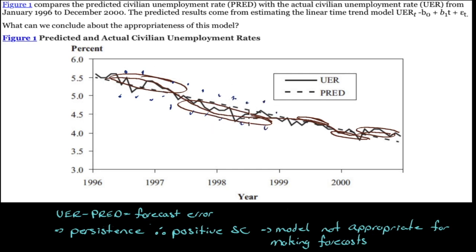We have the cycle. That is very, very common with time series data. You will get a cycle. You will have serial correlation. That is called persistence. So the errors are persistently positive, the errors are persistently negative, etc. So persistence, therefore positive serial correlation. This linear model is not appropriate for making forecasts.